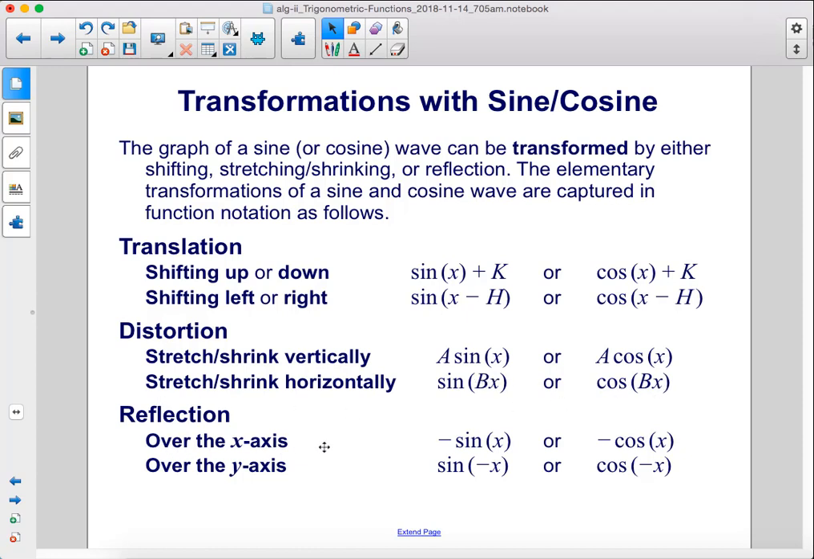Reflection over the x-axis will be negative sine of x or negative cosine of x, and over the y-axis we'll have the negative sign inside the parentheses.